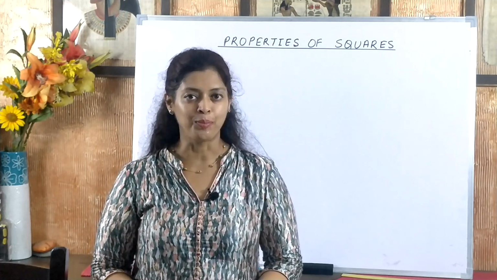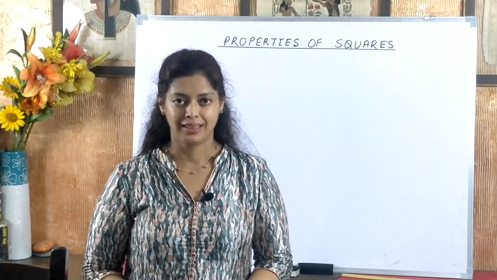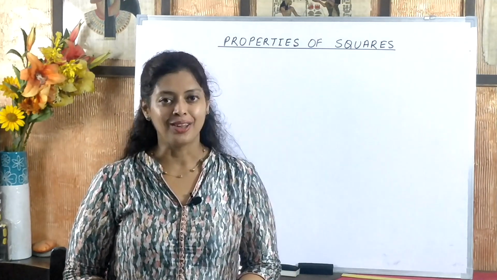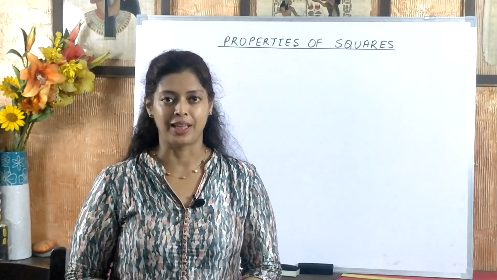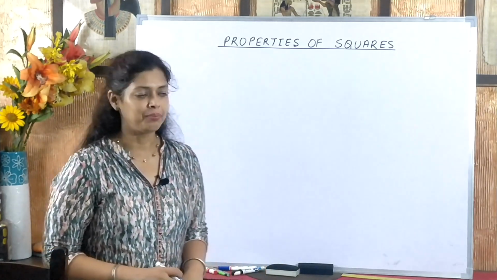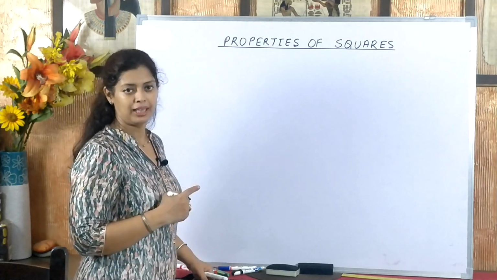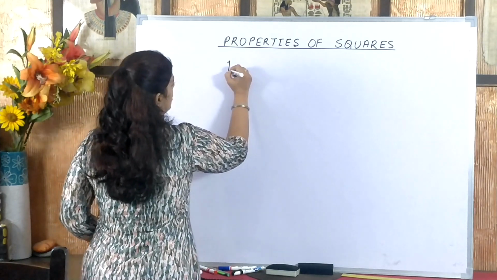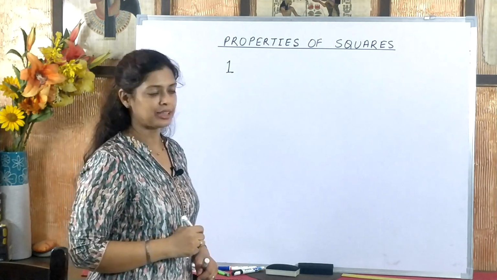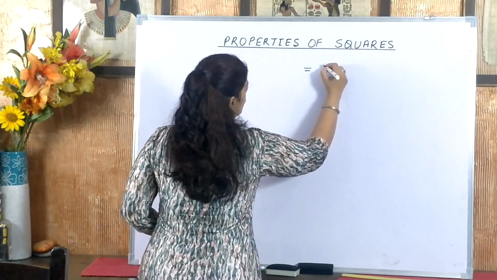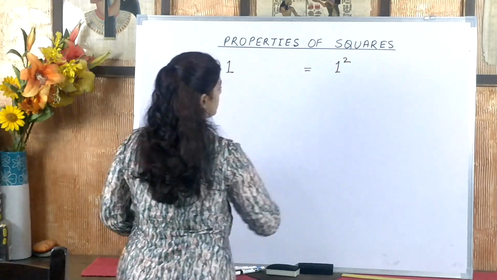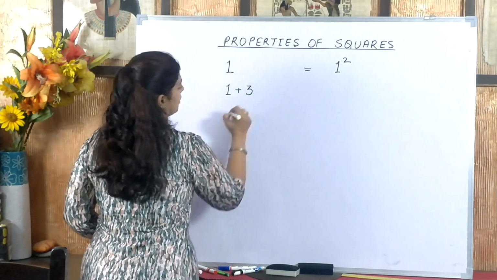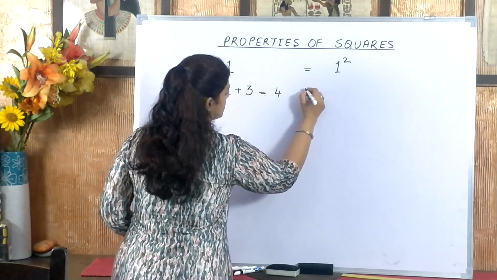Another pattern or property we can observe about squares is that squares can be expressed as a sum of odd numbers. That is, on adding consecutive odd numbers, we get perfect square numbers. Now we all know that the odd numbers start from 1, 3, 5, 7 and so on. And 1 is the first odd number which itself is a perfect square number. So we can write 1 as 1 square. Now the sum of the first two consecutive odd numbers, that is 1 plus 3, is equal to 4, which is 2 square.